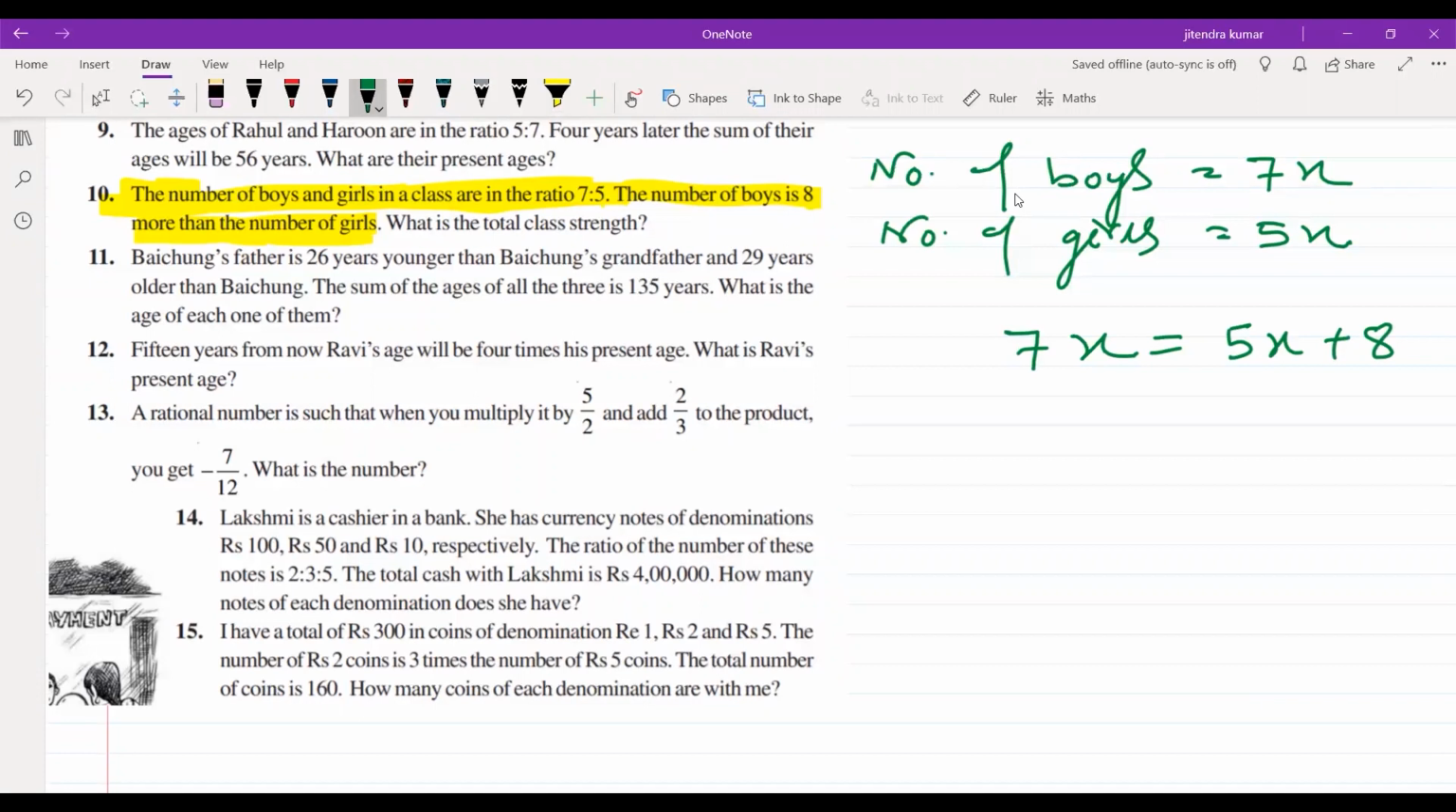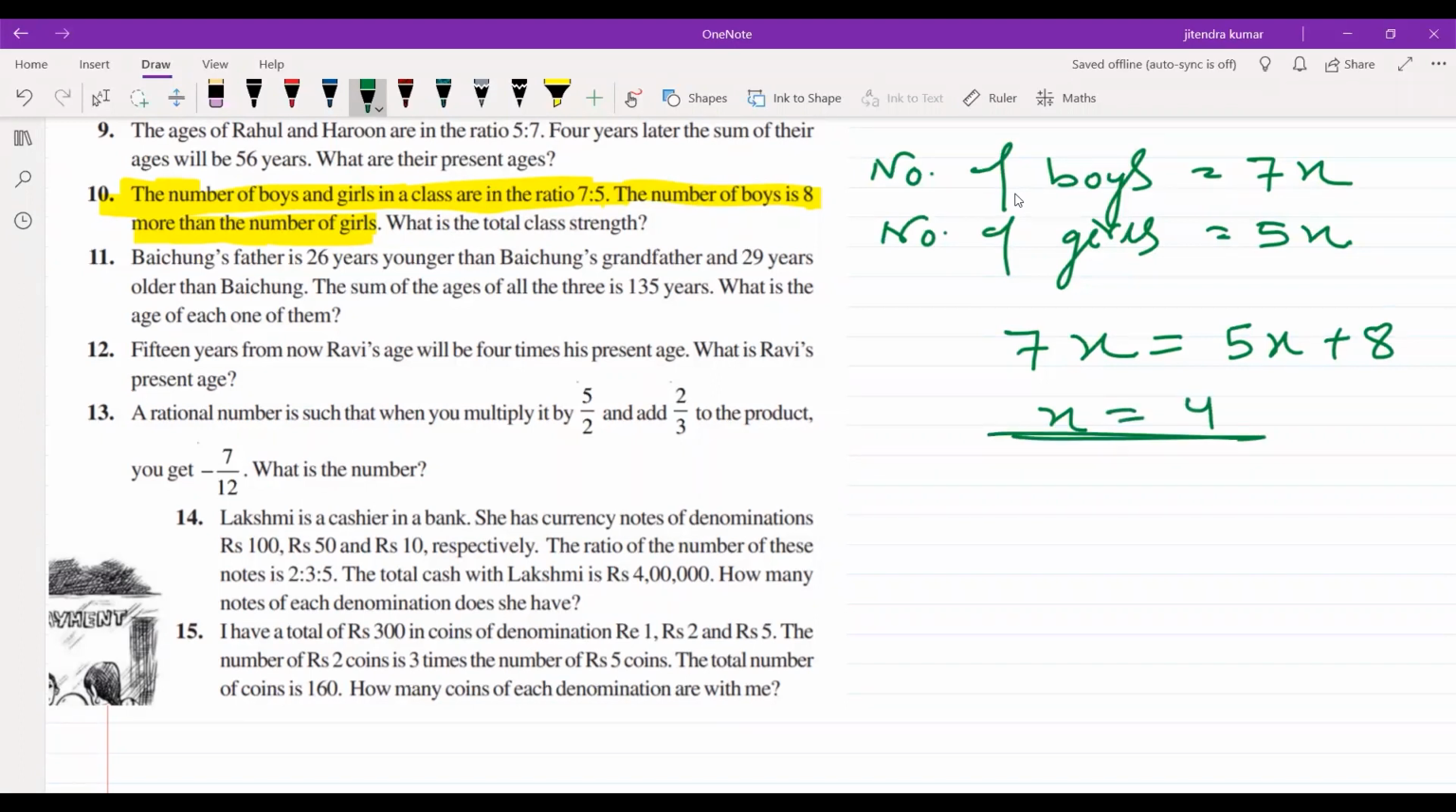7x minus 5x is equal to 8, so 2x is equal to 8. So x is equal to 4. All of you are getting x equal to 4, right?